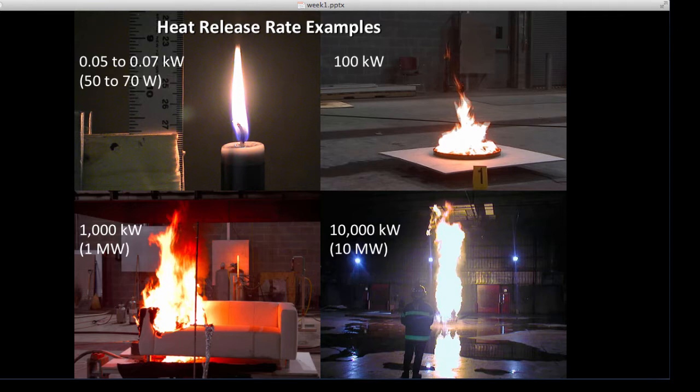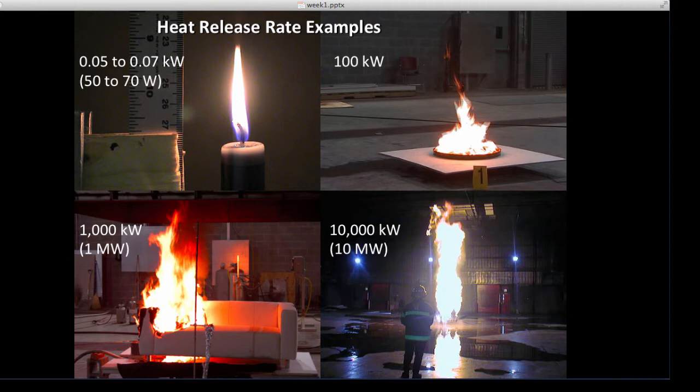If we go towards a little bit bigger fire, in the upper right we have this small pan fire. I don't remember the exact size of this, but picture that's about 1 foot in diameter probably, and it's probably got some gasoline or some similar fuel in there. But if you see a fire about that size, say about the size of a trash can, then we're looking at 100 kilowatts, give or take.